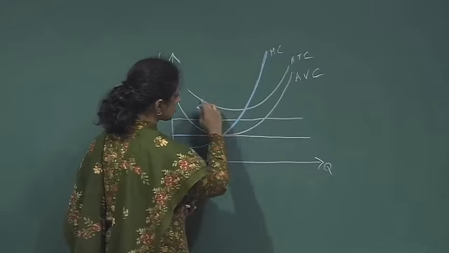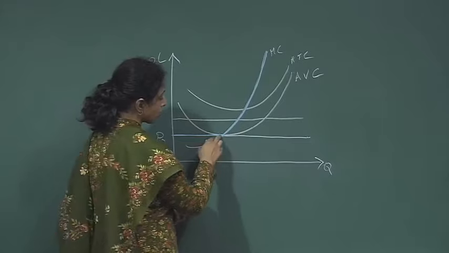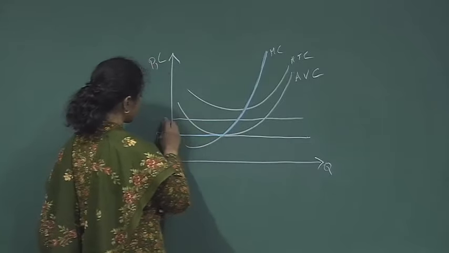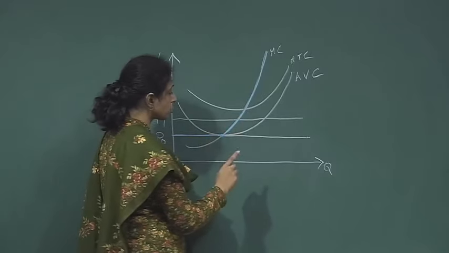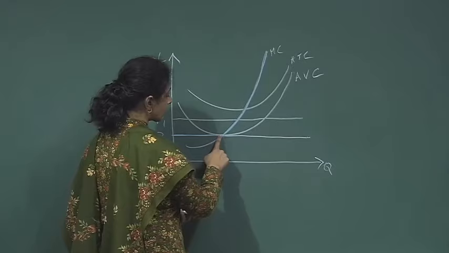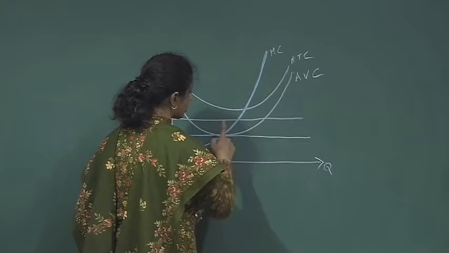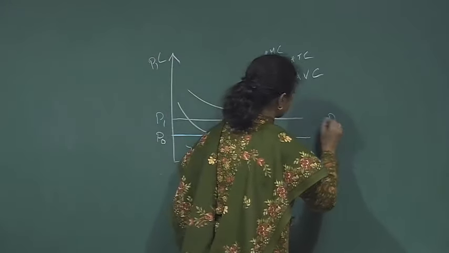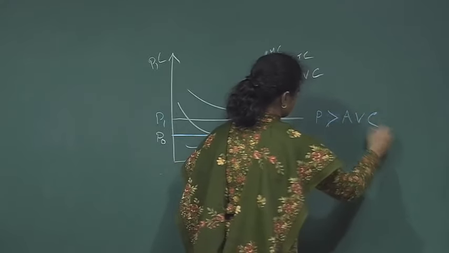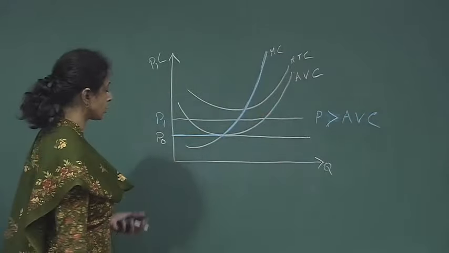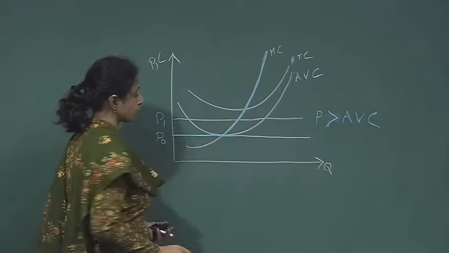And notice here that average total cost is much above the price line, although the average variable cost is below the price line. Say if the price is P1, the firm will continue to produce because here the price is covering the average variable cost. Price is more than the average variable cost. So in the short run, the firm will continue production because here the price is above the average variable cost.